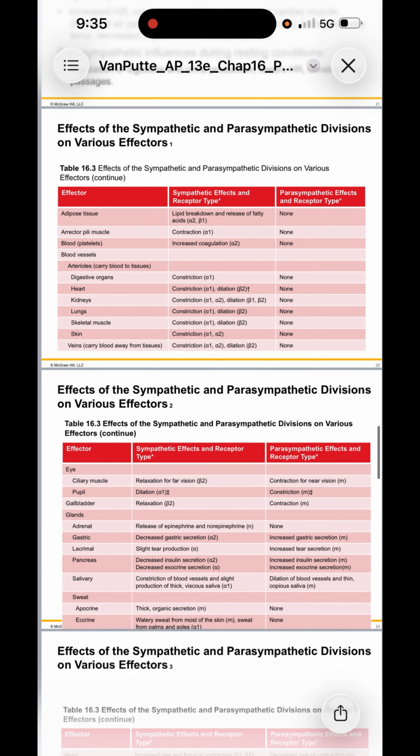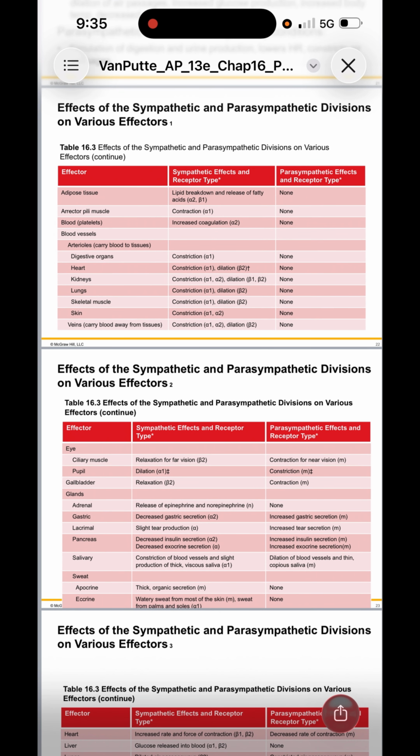Effects of the sympathetic and parasympathetic divisions on various effectors. Table 16.3 continues. Columns: effector, sympathetic effects and receptor type, parasympathetic effects and receptor type. Adipose tissue: sympathetic, lipid breakdown and release of fatty acids, alpha 2 and beta 1; parasympathetic, none.